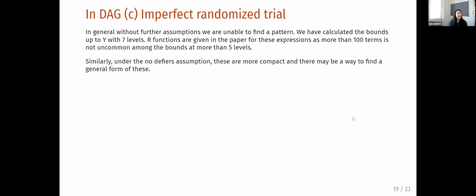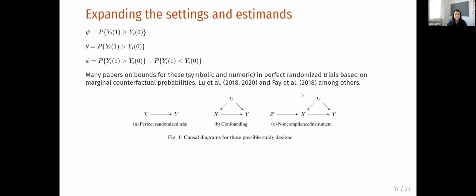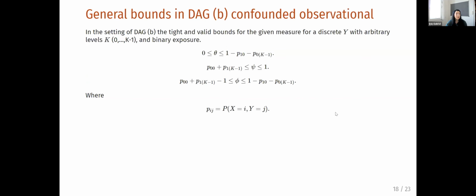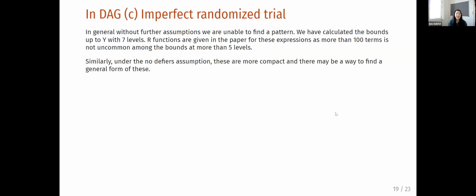So under DAG C, which is the IV setting, just with an ordinal y, we were not able to find a general pattern, and we've calculated the bounds up to 7 levels, and we've included in our arXiv paper on this topic R functions that give the expressions up to 7 levels, without assuming monotonicity and also with assuming monotonicity under this IV setting. But some of them have 100 terms in the expression, and I don't think they're very intuitive to express. They're useful to actually have the bounds, but we were unable to detect so far a pattern in them that would lead us to a general bound for an arbitrary level of y.